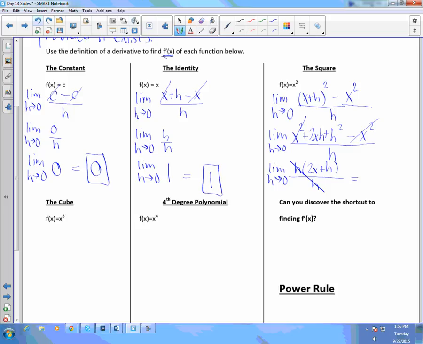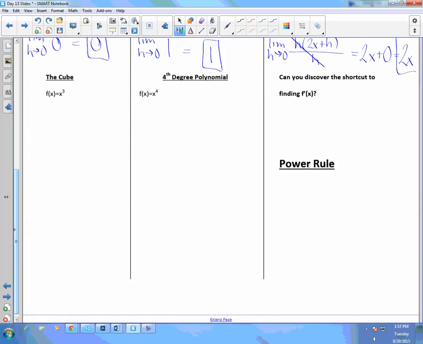It's not 0. It's 2x plus 0, which is 2x. Okay? Each time you will only replace the h with 0. Don't replace the x. Alright, let's do one more, and then we might be able to see the shortcut. Okay, the limit, as we're doing cubic now, as h approaches 0.